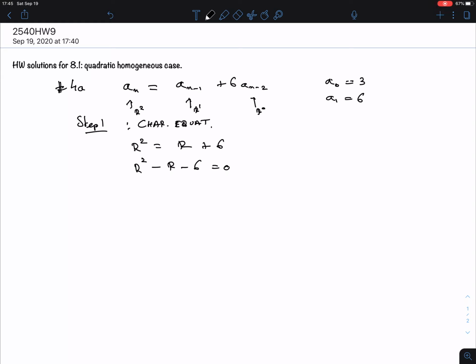What you actually do is replace a_n by r to the n, a_{n-1} by r to the n minus 1, and a_{n-2} by r to the n minus 2, and then you factor out r to the n minus 2. But the result is the same. Okay, so we have to solve this. Step 2 is solve this equation.